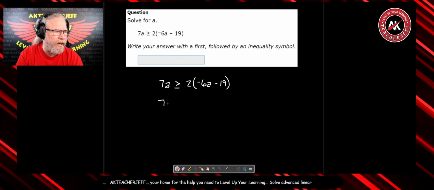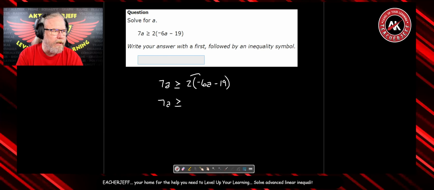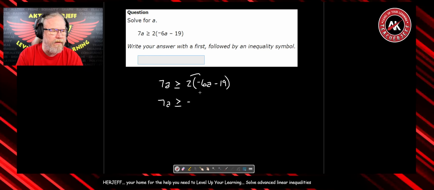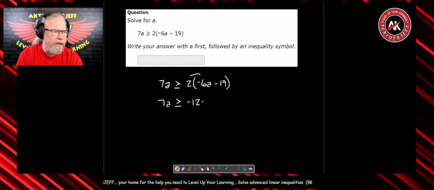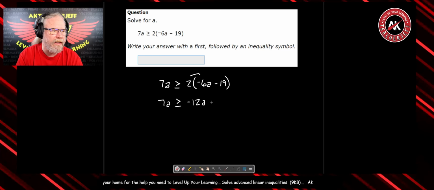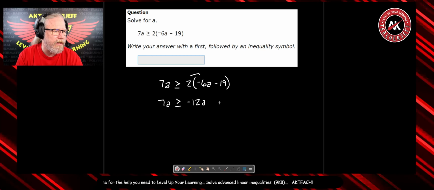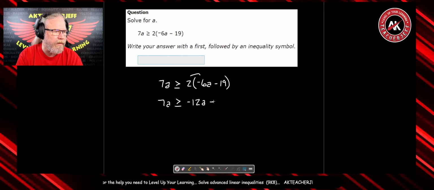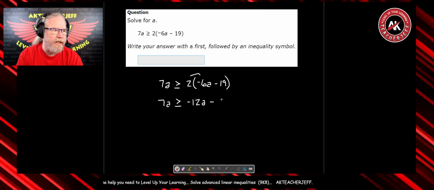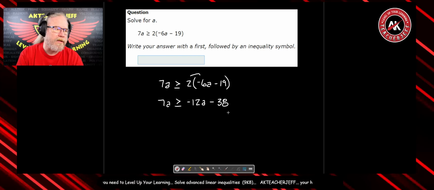So let's go ahead and bring down our 7a less than or equal to, positive times negative is negative, 2 times 6 is 12, and the a goes along for the ride, and then positive times negative, they're both going to be negative. And 2 times 19 is, what is that, 38? There we go. Now let's get our variables all on one side.